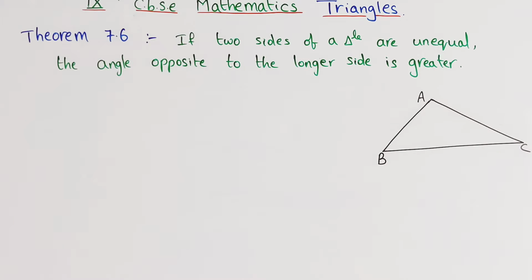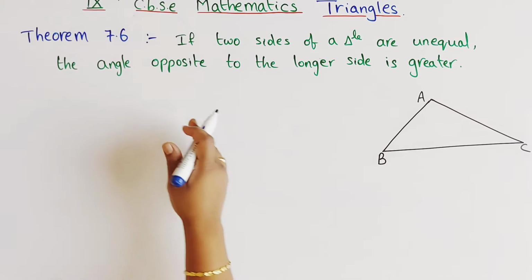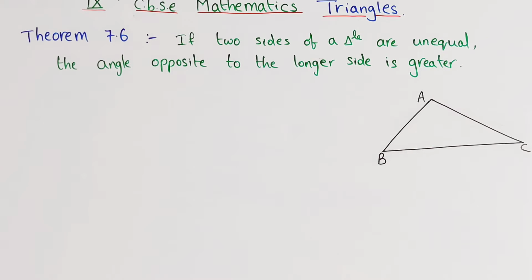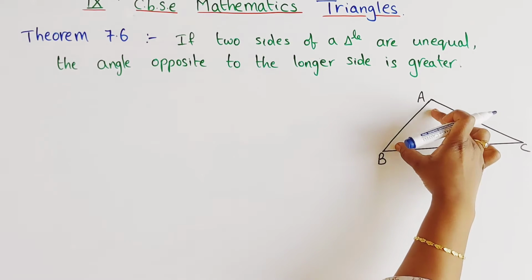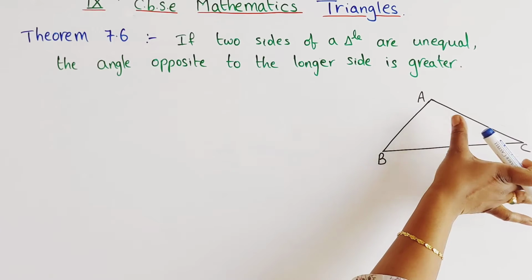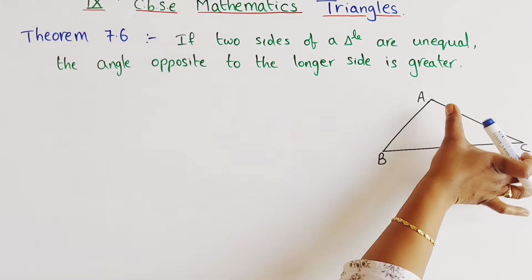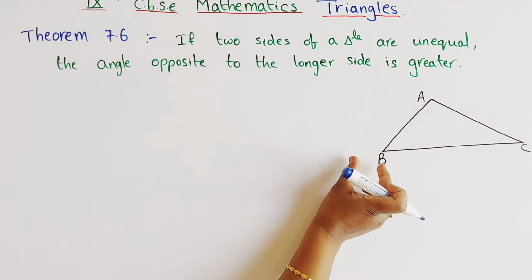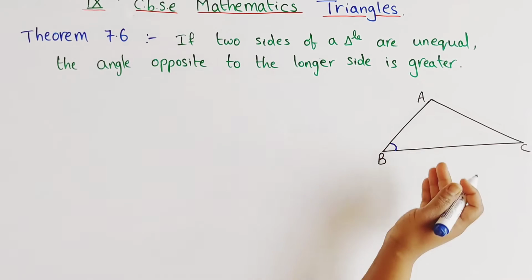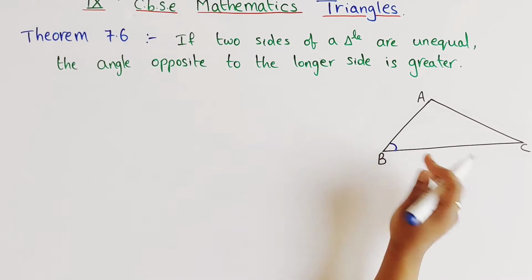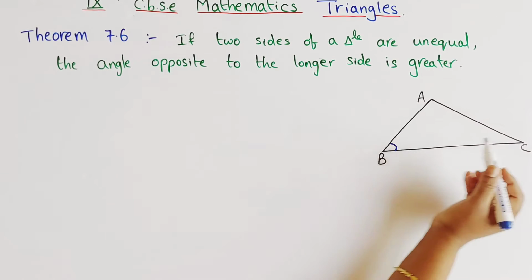Theorem 7.6, children. If two sides of a triangle are unequal, the angle opposite to the longer side is greater. That means, see this triangle, children. Here we have a small side and here we have a longer side. What did they say? The angle opposite to the longer side. Opposite to the longer side means angle ABC. Angle ABC is greater.